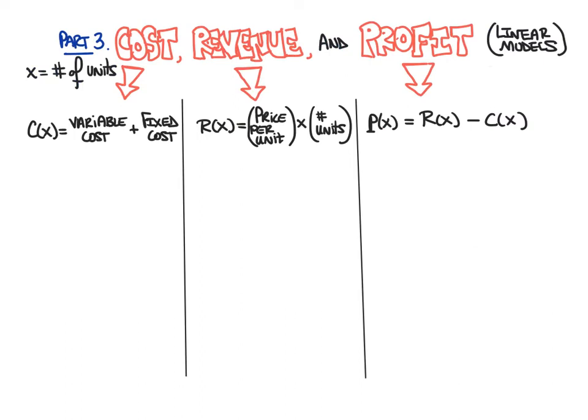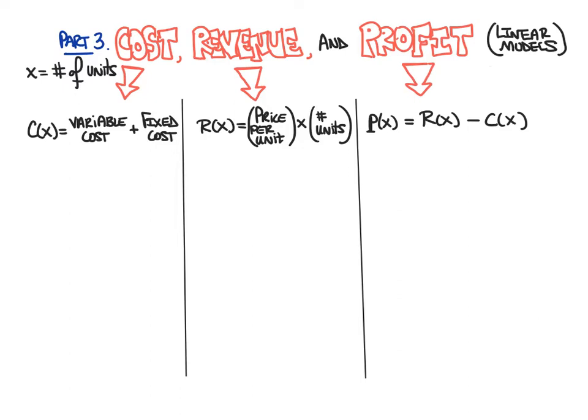The next model that we're going to discuss involves cost, revenue, and profit. And these models, again, we're going to consider them as linear models, and they'll focus mainly on the company's perspective. So suppose you're creating a product, let's say iPhones again, and we let X be the number of units that the company is creating and selling.